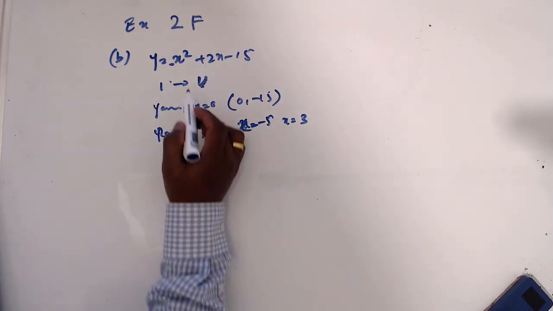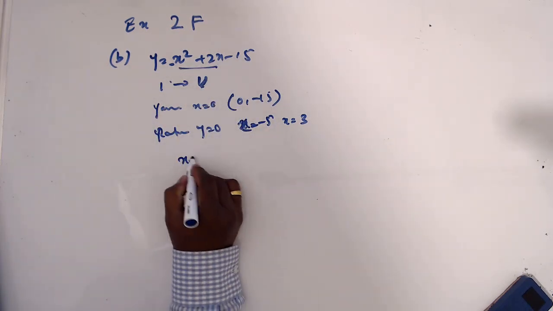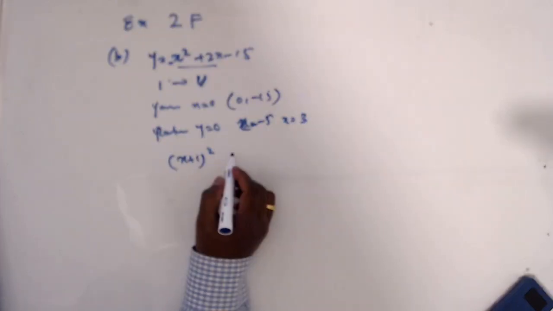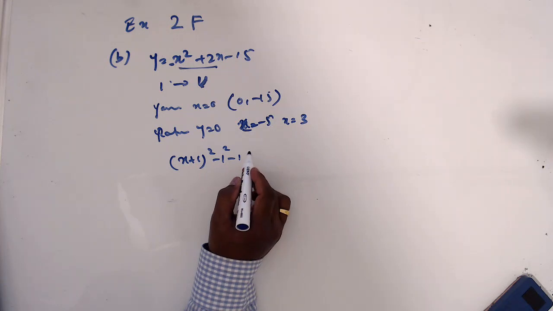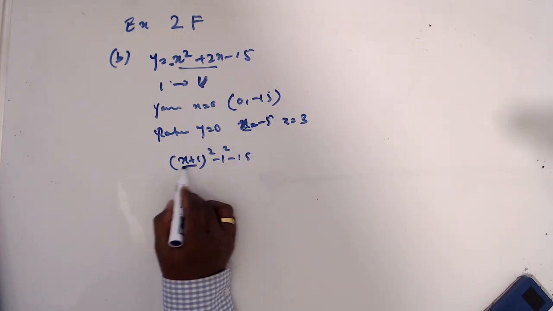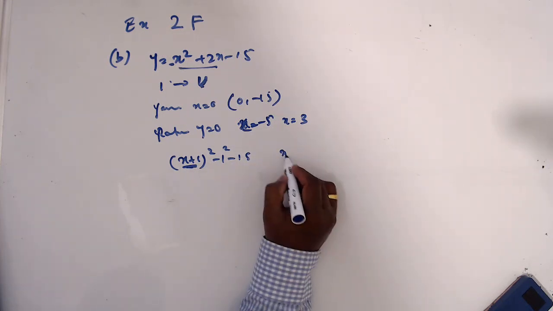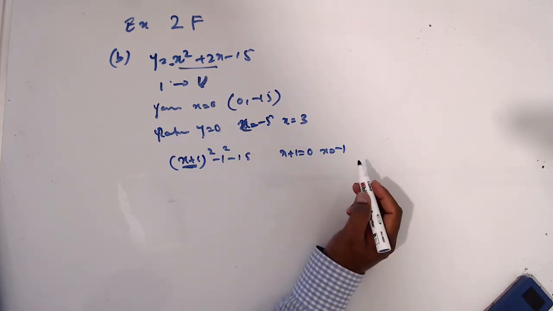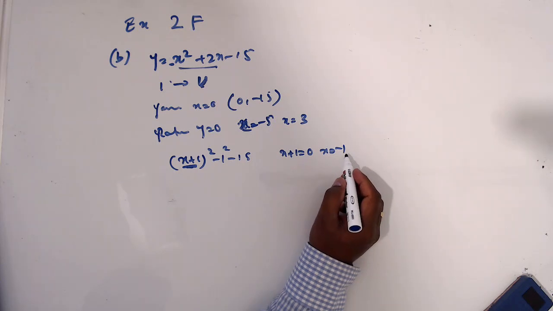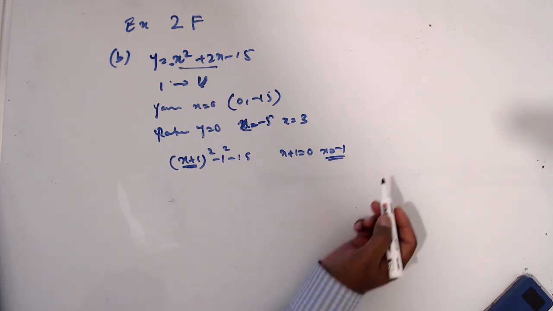Now I'm going to complete the square. So I will write (x plus 1) square minus 1 minus 15. Now I know that x plus 1 equals 0, x equals minus 1. So the symmetric line is x equals minus 1.